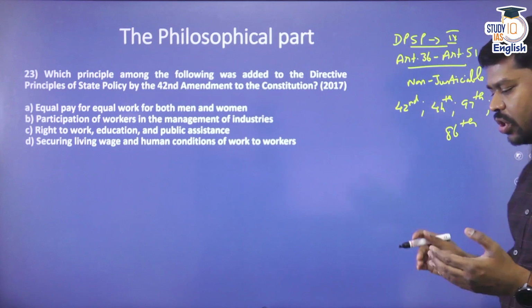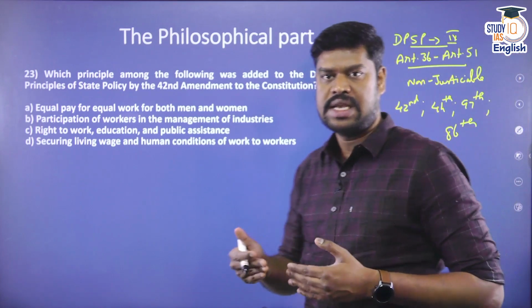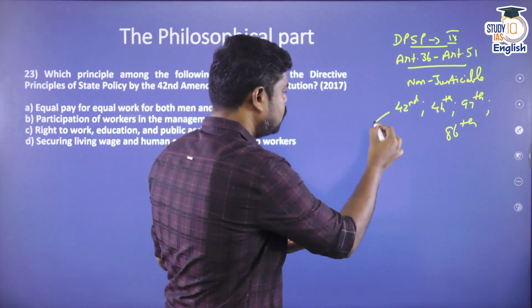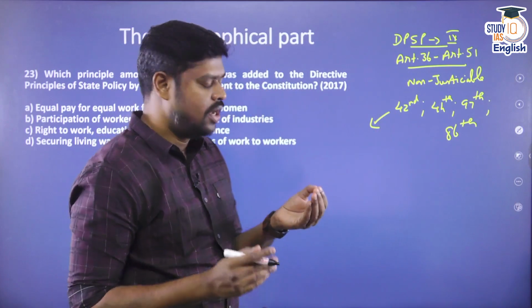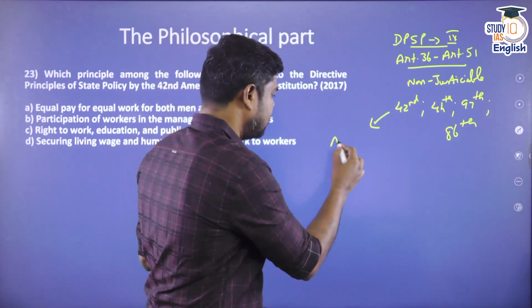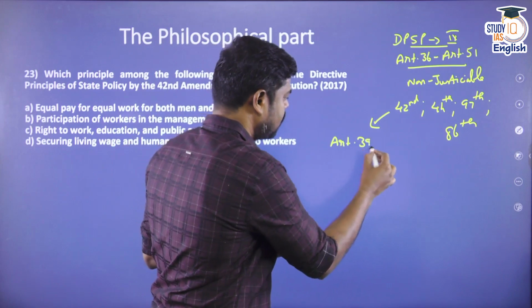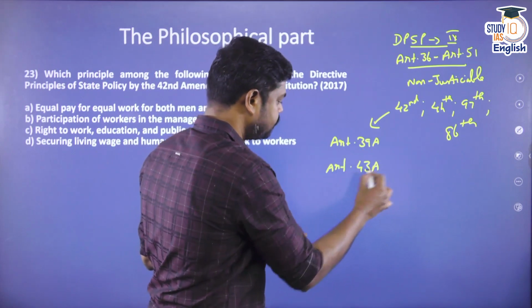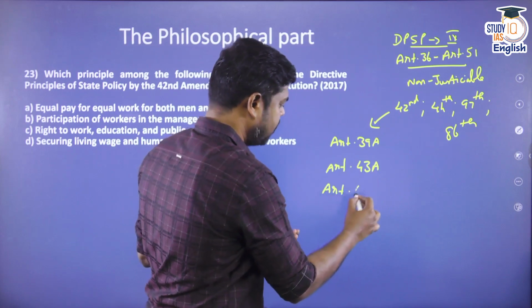Okay. So also try to revise what amendments have happened by these constitutional amendments. This question is related to the 42nd Amendment. The 42nd Amendment has inserted 3 directive principles. One is Article 39A, another is Article 43A, another is Article 48A.